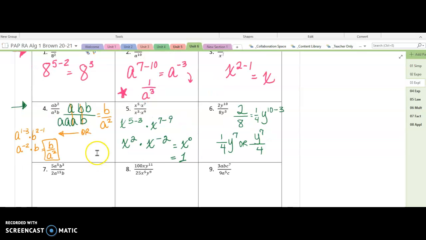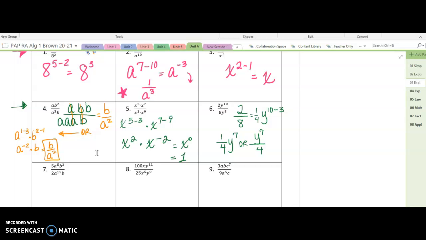Okay, so number 4, I did it a couple ways, and you can do these on any of these. I expanded it. I have a and then b squared, so I expanded b squared, put 2 b's on top, and then a cubed. I put 3 a's on the bottom and 1 b on the bottom. And then a over a is 1, b over b is 1, and so I'm left with a b on the top and then 2 a's on the bottom, so b over a squared.